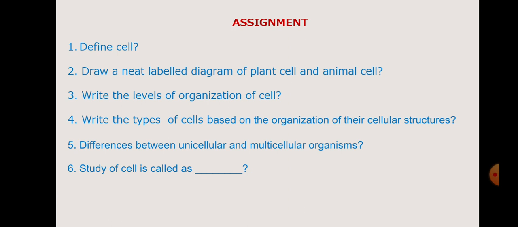I am not asking the number of cells. If I ask number of cells, you have to write unicellular, multicellular. But here I am asking about the organization of their cellular structures. That means you have to write about prokaryotes and eukaryotes. Exactly. Differences: write the differences between unicellular and multicellular organisms.